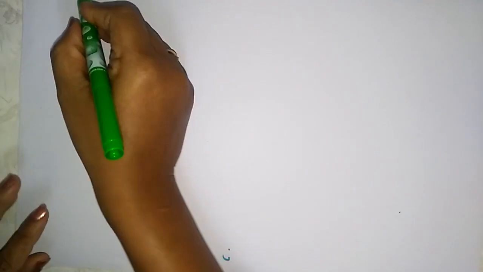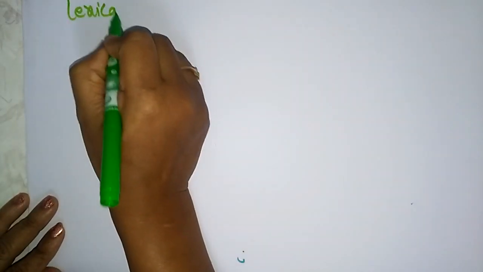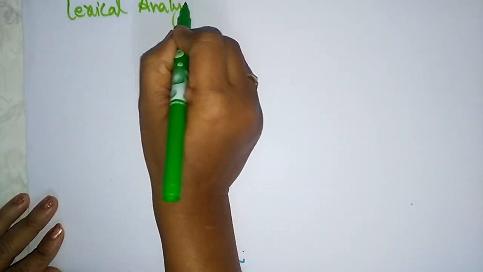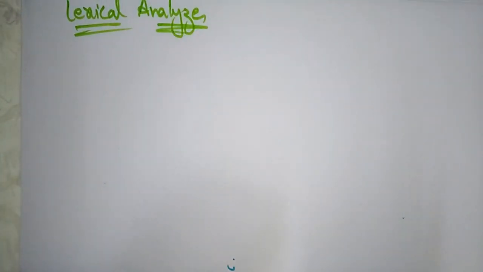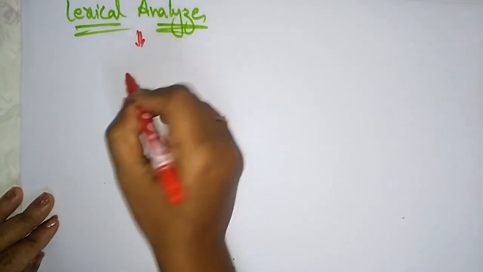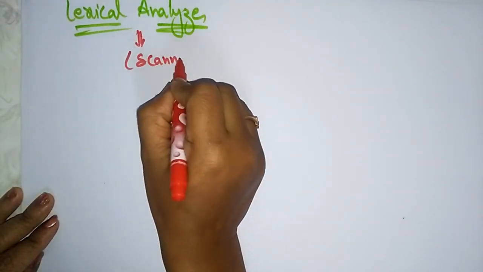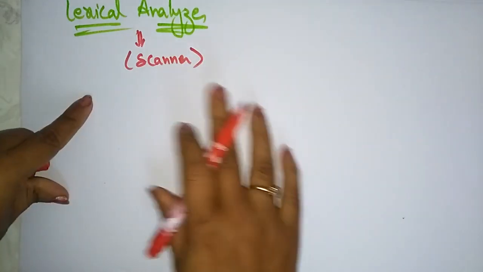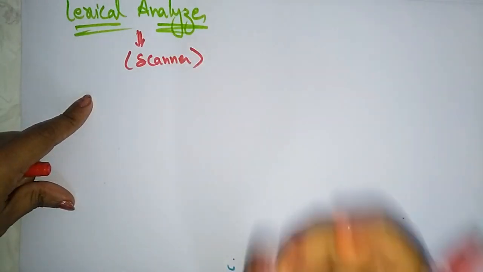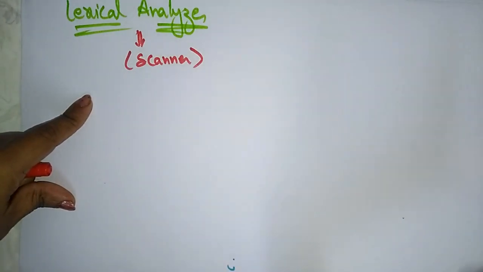Lexical analyzer. The lexical analyzer is the first phase of the compiler. What is the main task of lexical analyzer? It is used to read the stream of characters. First let me tell you, the lexical analyzer is also called a scanner. This scanner is used to read, scanning, you know that meaning. It just reads the data.